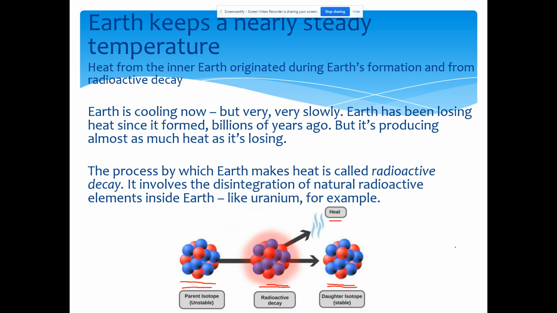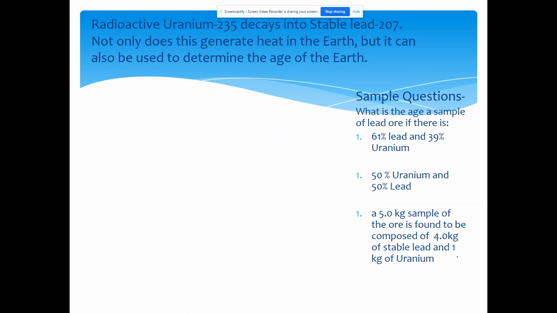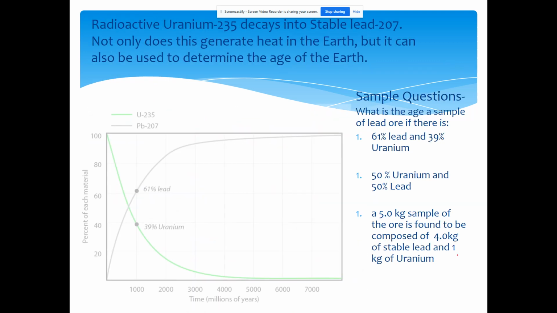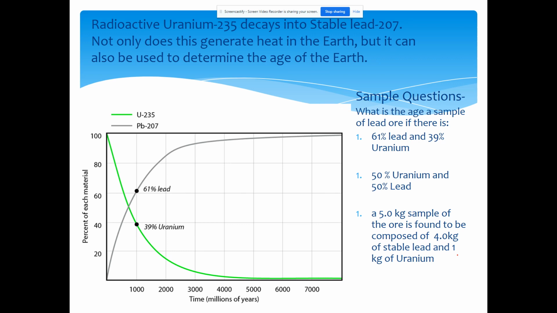It's very, very slow. Let's talk a little bit about radioactive decay. Radioactive decay doesn't occur with every element. You have to have a radioactive element, which is an unstable nucleus. And when that unstable nucleus breaks down into pieces, it actually forms a stable nucleus, one that no longer decays. So it goes from radioactive uranium, for instance, to stable lead, a whole different element. And when it does that, a little bit of energy is given off in the form of heat.